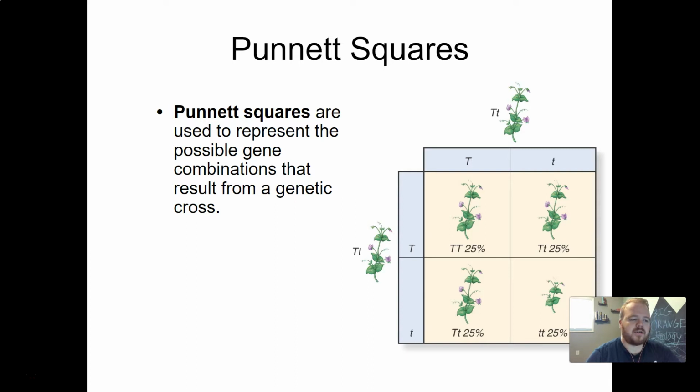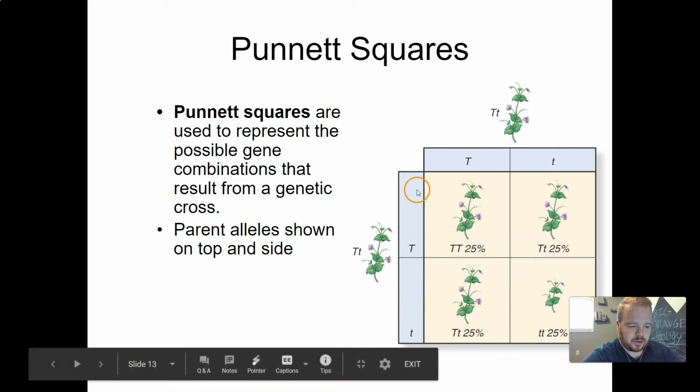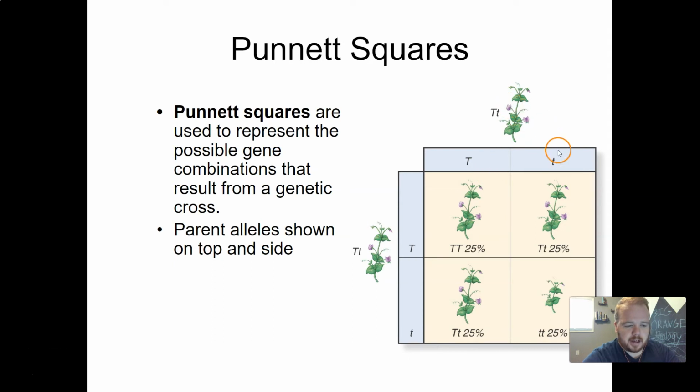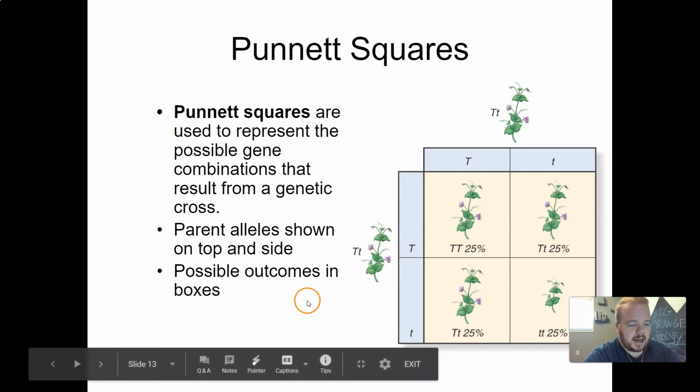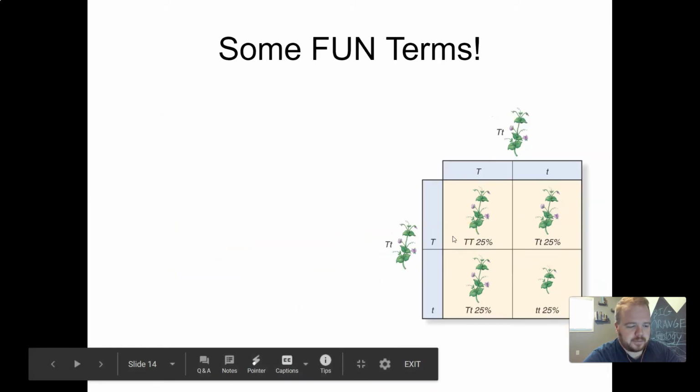Punnett squares are used to represent all possible gene combinations that result from a genetic cross. Parent alleles are shown up on the top and the sides. These are the parents in the blue boxes. And they separate because there is segregation of alleles. So you get one copy from each parent, and each box represents a possible outcome.